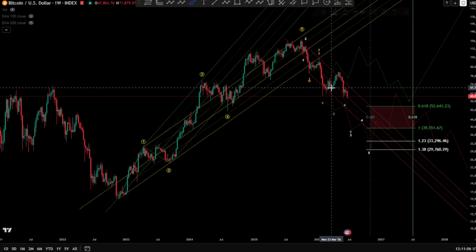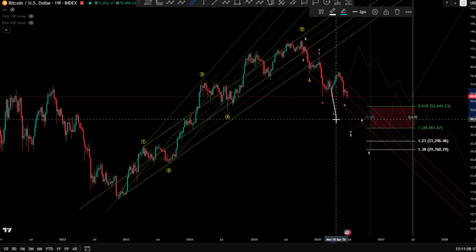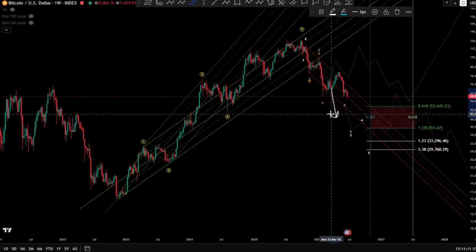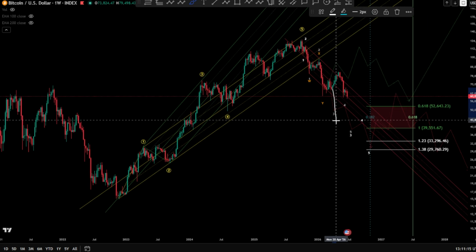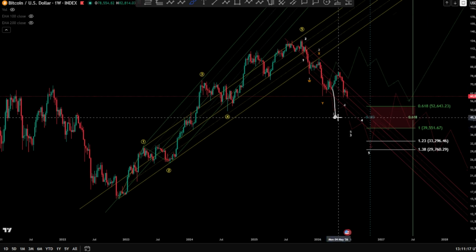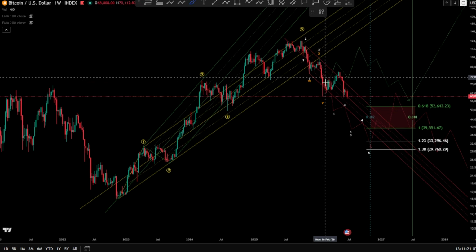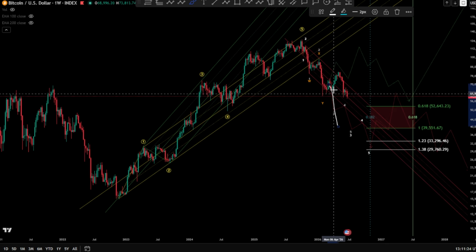But it was much more preferable, in case of a deep correction, that the wave 3 unfolds starting from that point here and breaks the base channel to claim and to confirm a wave 3. This did not happen, because normally the wave 3 of an impulse always projects outside the base channel.